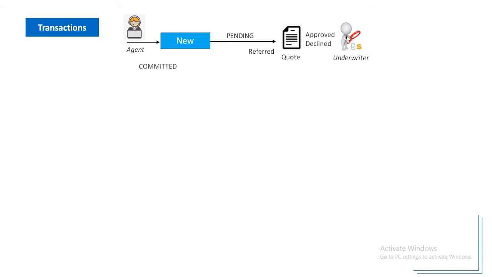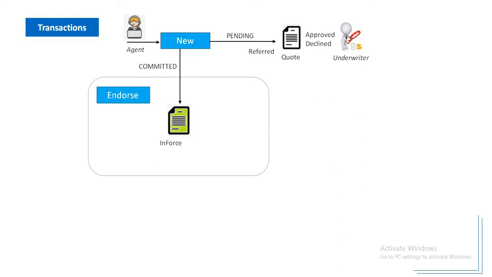After the approval, the agent commits the transaction, and the policy becomes active, also called an in force policy. On an active policy, a list of transactions can be performed. The endorse transaction is used for making changes in policy forms. The information transaction updates a policy with non-premium bearing changes.